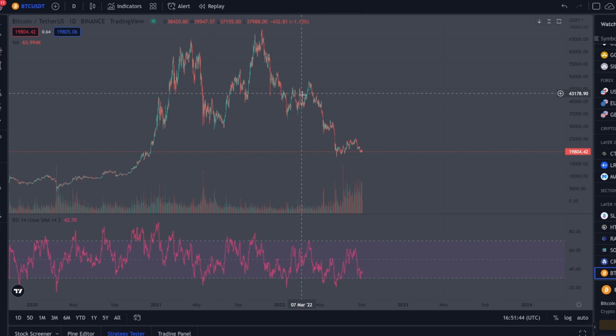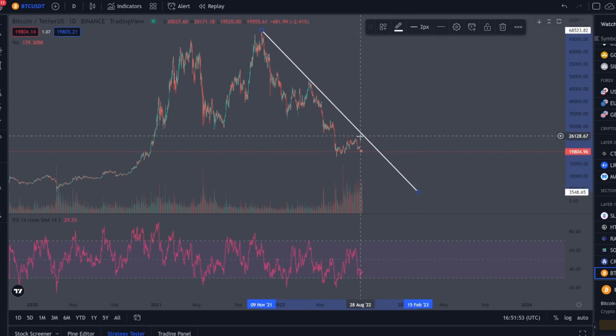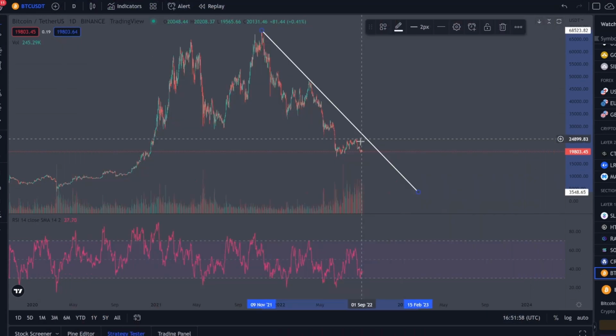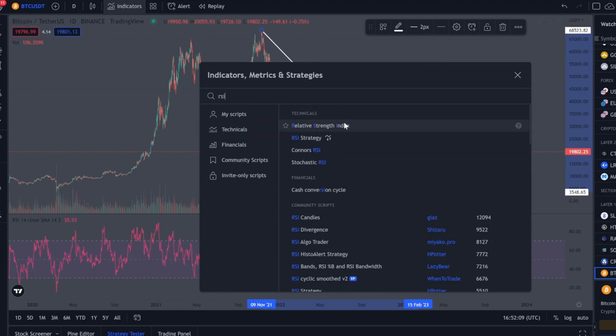So Bitcoin has been in a downtrend ever since November of 2021, and it's been following this trend line right here. We haven't tapped it yet, but what I wanted to go over that no other YouTuber or influencer is really going over is that price is also following the relative strength index. So the RSI, you can just go to indicators, type in RSI, click relative strength index, and then you can have it on your chart.